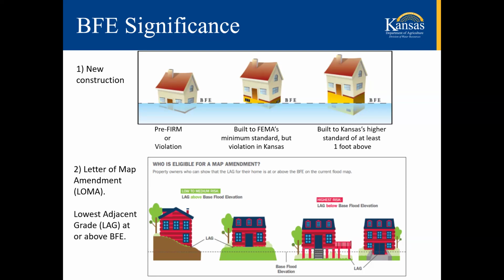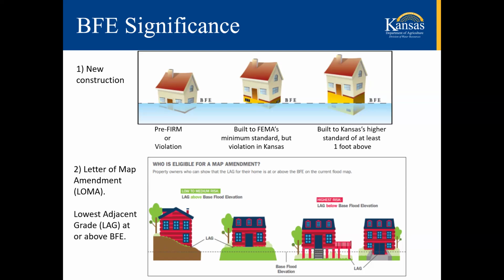FEMA's minimum standard is at or above the base flood elevation, but in Kansas, we have a required 1 foot above the base flood elevation. So that's the minimum elevation for the lowest floor in Kansas. Many states have a higher state standard that has to be met. The lowest floor of a structure, including a basement, needs to be at least 1 foot above. And that's what's depicted on the right side.